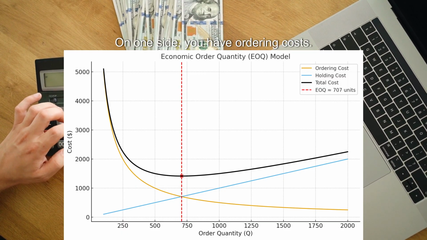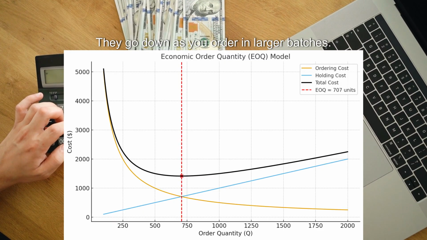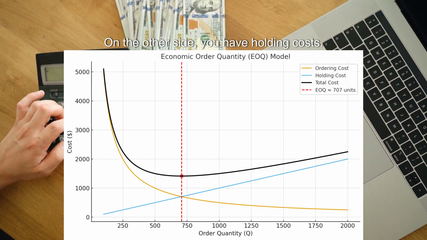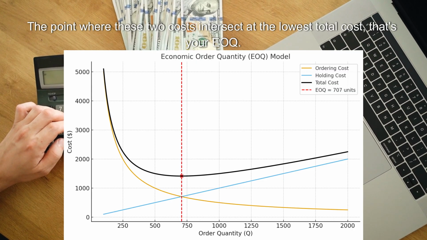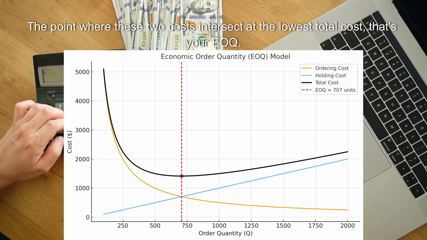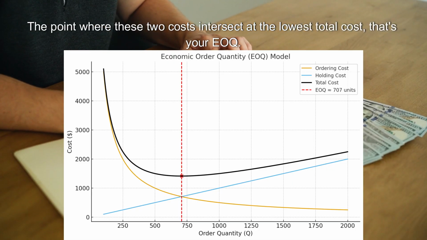On one side, you have ordering costs. They go down as you order in larger batches. On the other side, you have holding costs. They go up as you hold more inventory. The point where these two costs intersect at the lowest total cost, that's your EOQ.